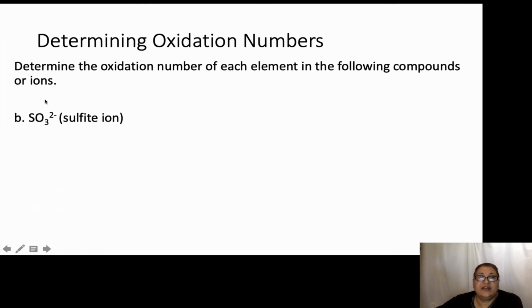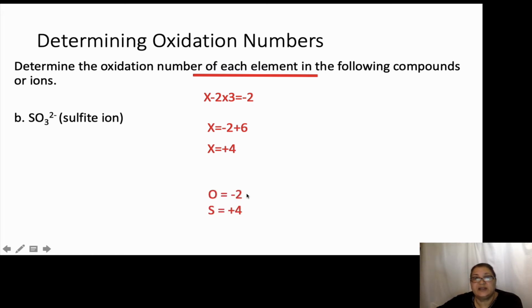SO3 2-. Now we have a charge here, so we set everything equal to -2 because that's our charge. Sulfur we don't know. Oxygen we know is always -2, but we have 3 of them. So x minus 6 equals -2. To solve for x, we add 6 to both sides, and that gives us +4. So S is +4, oxygen is -2.